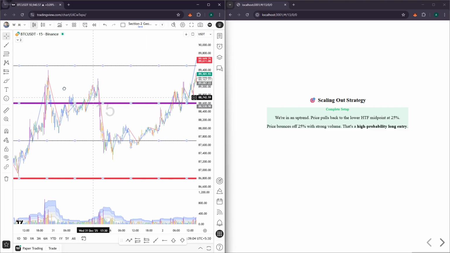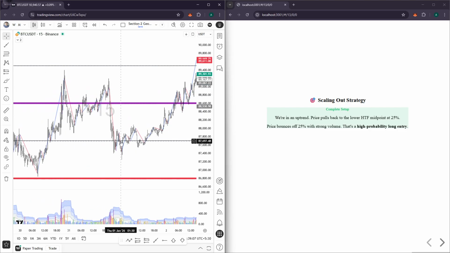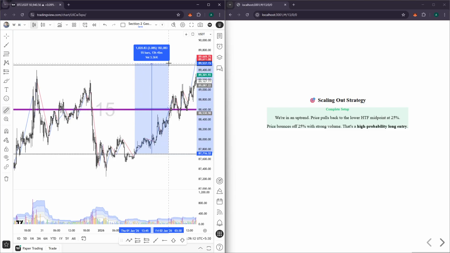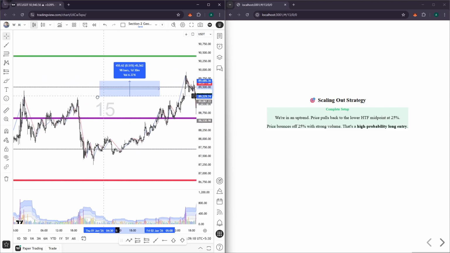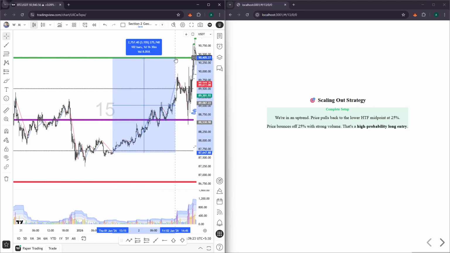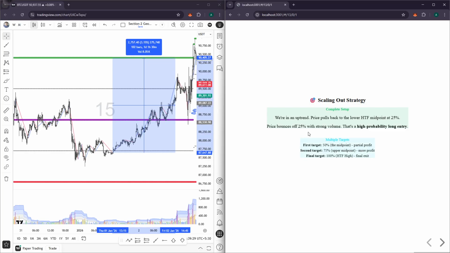So if we enter long here, first target would be say the 50% level, second target would be this level, and the third target would be just the STF high, this STF high. All right. So that's how the scaling works here. You can see 50% midpoint, then 75%, then 100% final exit. Okay, we must take partial profit, guys. And that's how we scale out using these levels.